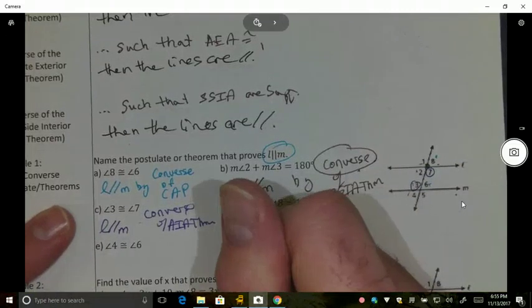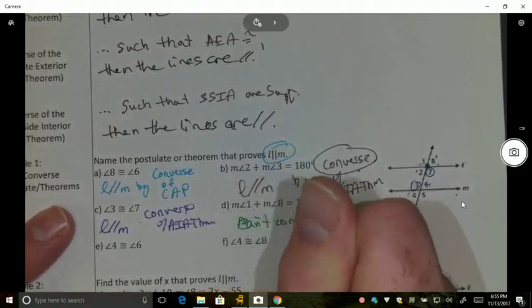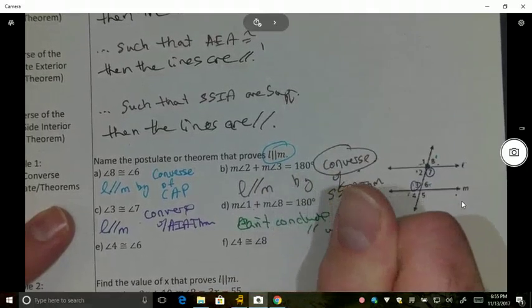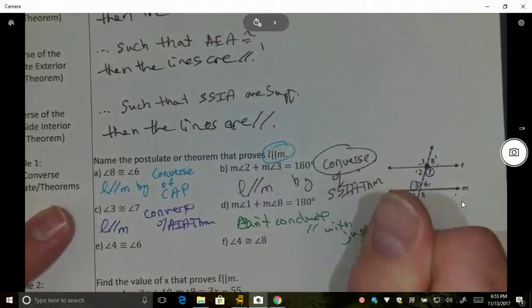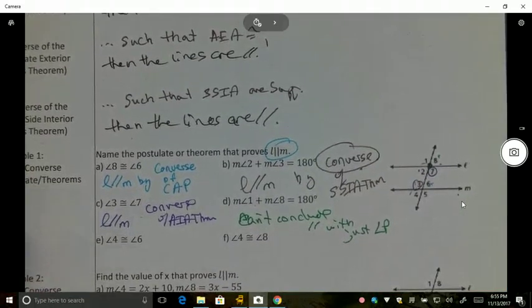I can't conclude parallel with just a linear pair, or with just a vertical angle for that matter.